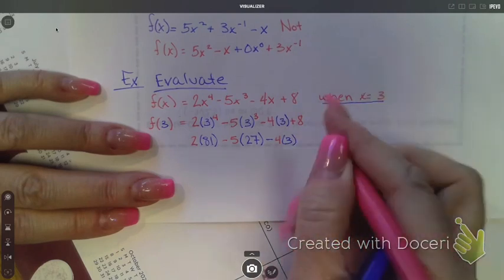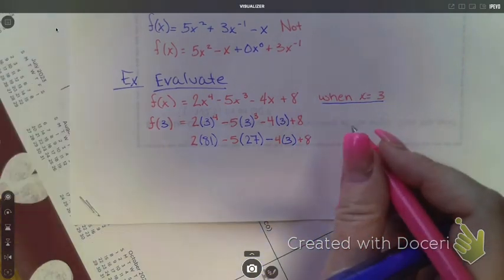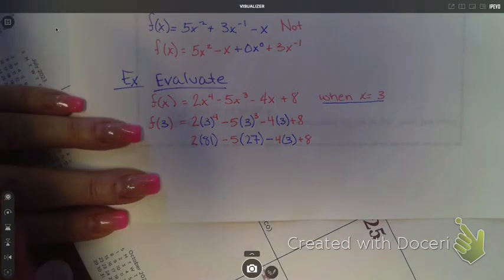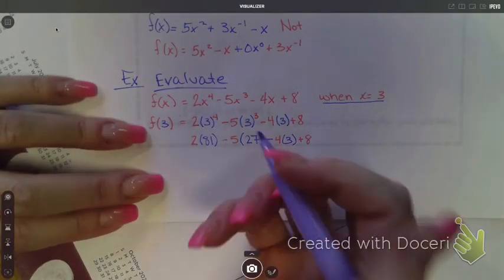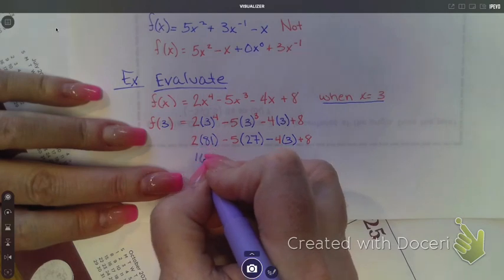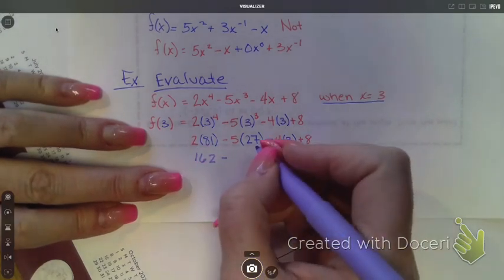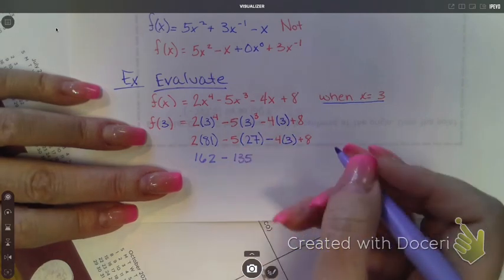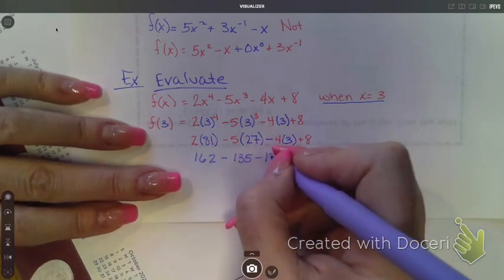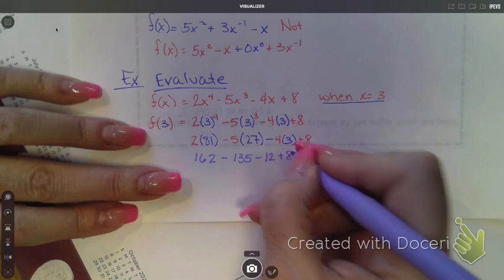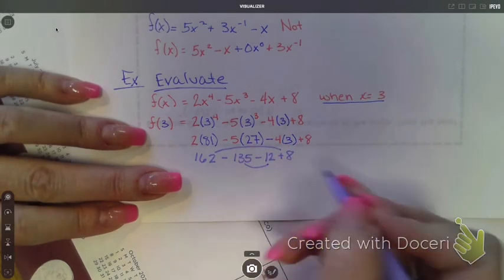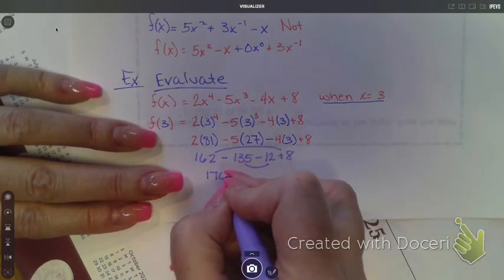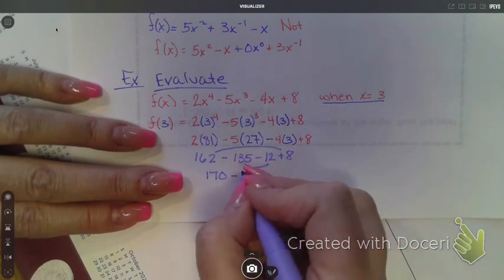And then we're just going to go ahead and do, I'll just write it out. So now I just multiply, right? 162 minus 135, minus 12 plus 8. Personally, I'm putting the positives and the negatives together. Anybody else? So 8 would make this 170 minus 147.